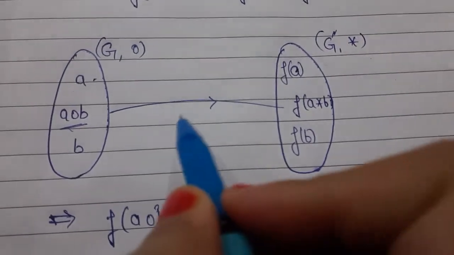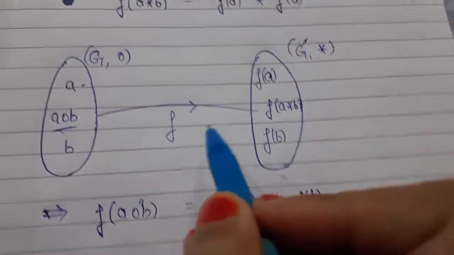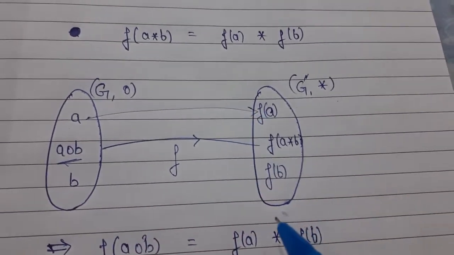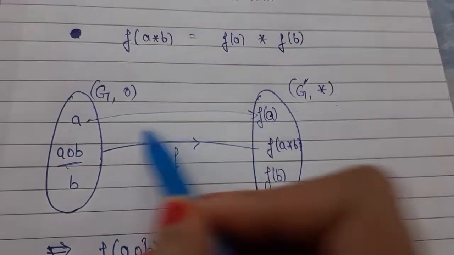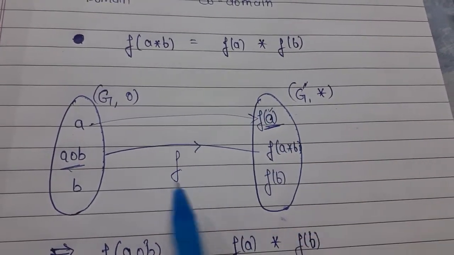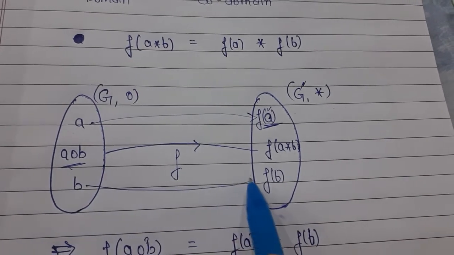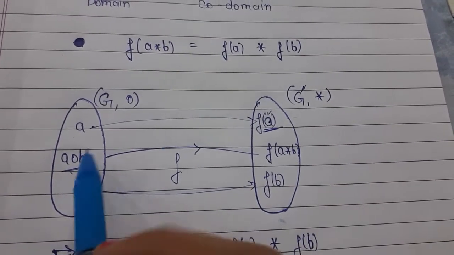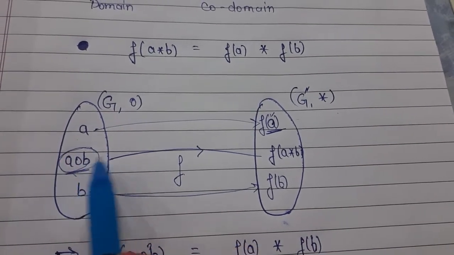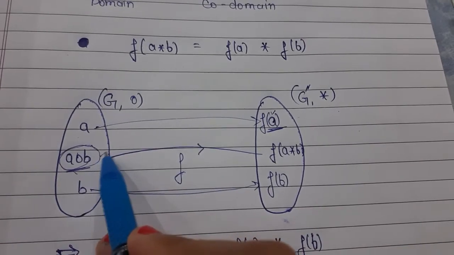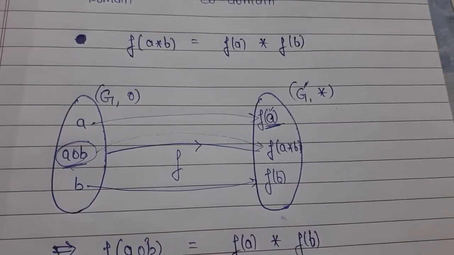Whereas we know if this is a function f, so what will it do? It will associate this element to this element and we will say this is the image of element A under function f, and this will be the image of element B under function f. Now the element that is closed under binary operation circle, this function will associate this element to this element.